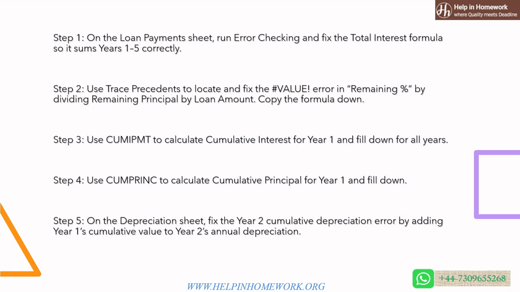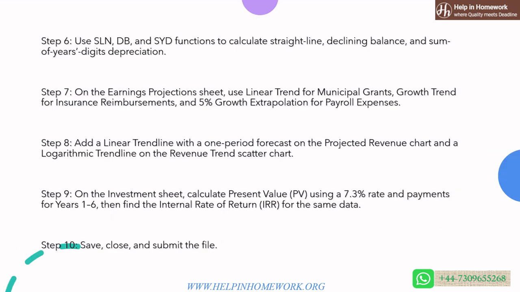Step 5, on the Depreciation sheet: Fix the year-to-cumulative depreciation error by adding year 1's cumulative value to year 2's annual depreciation. Step 6: Use SLN, DB, and SYD functions to calculate straight-line, declining balance, and sum-of-years-digits depreciation.